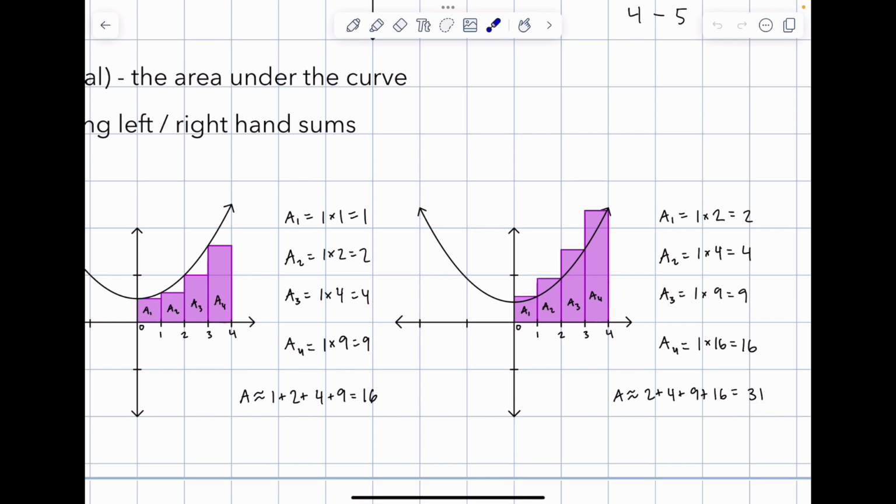So a good thing to remember is that a left-hand sum will always be an underestimate of the curve. As you can see, there are some gaps here, so that's why it's an underestimate of the area under the curve. But because the right-hand sum goes over the graph just a little bit like that, it'll be an overestimate of the actual area under the curve.